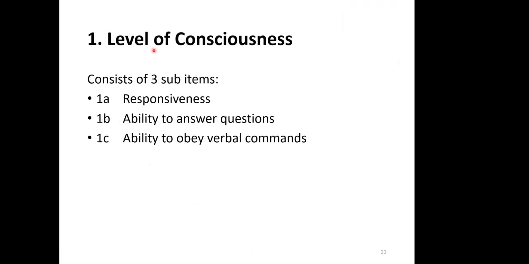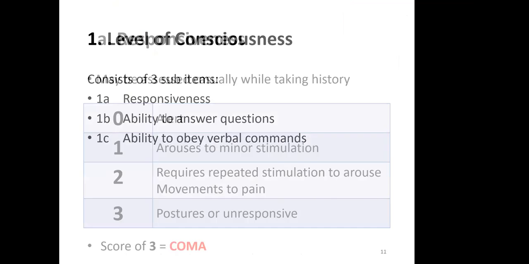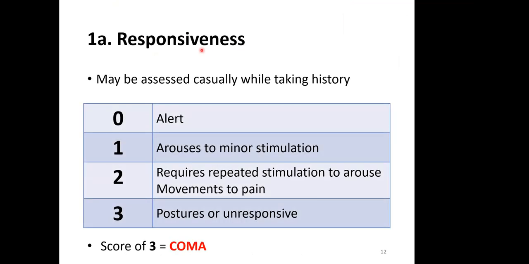So number one, level of consciousness. Level of consciousness consists of 3 sub-items, 1A, 1B, and 1C. 1A is responsiveness, 1B is ability to answer questions, and 1C is ability to obey verbal commands. For 1A, it's pretty easy. Not much assessment is needed. When you start talking to the patient, at the same time you are assessing responsiveness. If the patient can talk to you, then obviously the patient is alert.